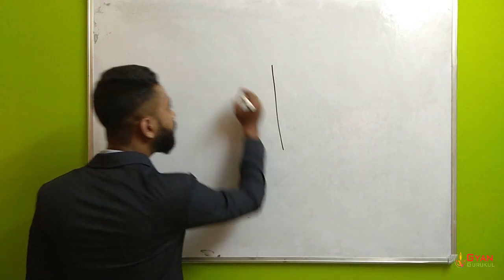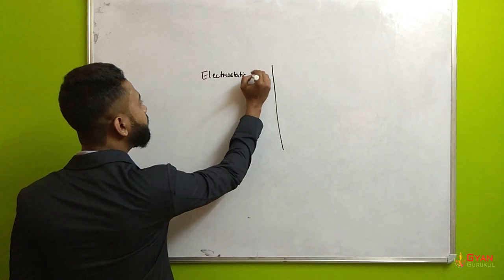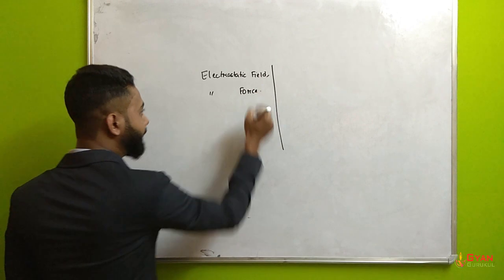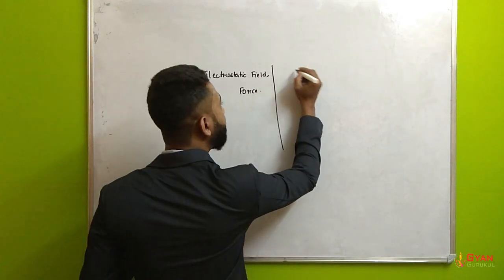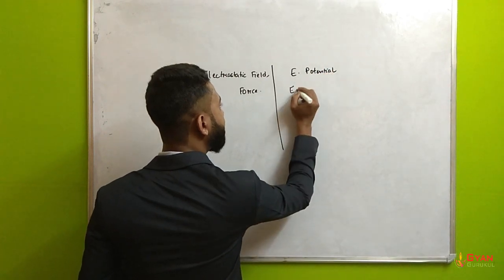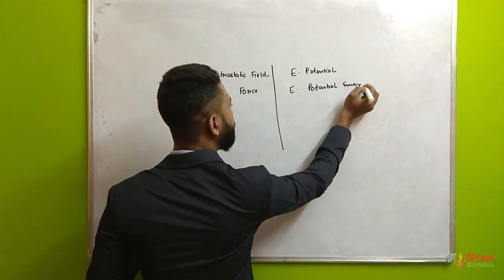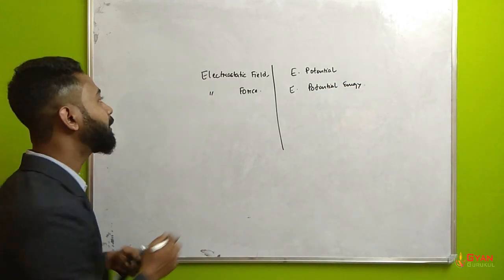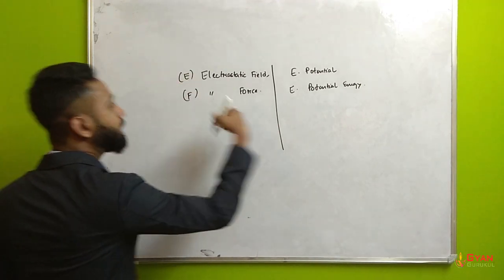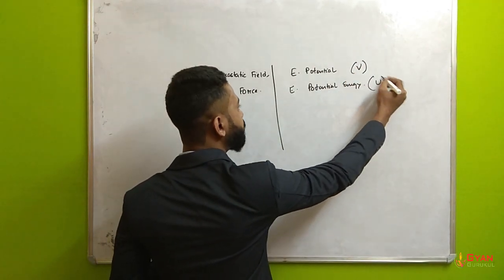The first topic is electrostatic field or electric field and electric force. The next priority topic is electric potential and electric potential energy. Generally we represent electrostatic field or electric field with the letter E, electric force with the letter F. Similarly we represent electric potential with the letter V. And electric potential energy can be represented with the letter U.